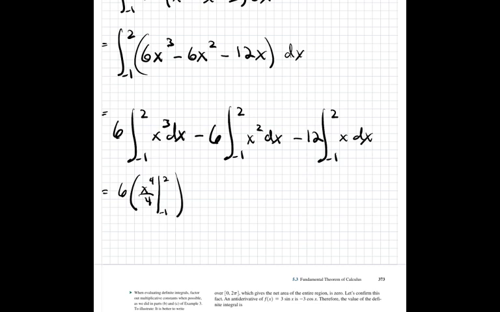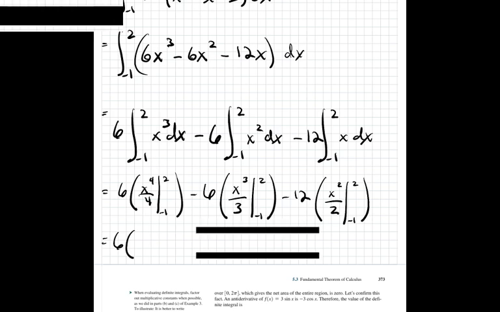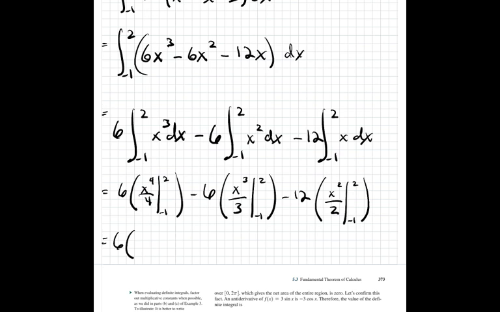Then we're going to have this minus 6. We're going to have x cubed over 3 as that goes from -1 to 2. And then we're going to have minus 12. We're going to have x squared over 2 as it goes from -1 to 2. Okay, if we evaluate those, that's going to be 6 times 2 to the 4th, 2 times 2 is 4, 8, 16. 16 divided by 4, so that's a 4 minus 1 over 4, right? I think that's it there.